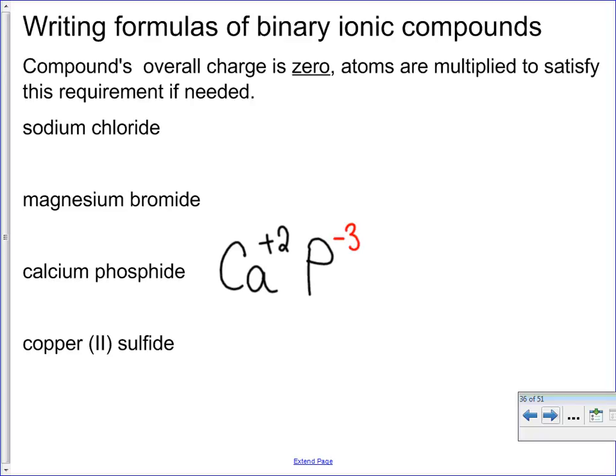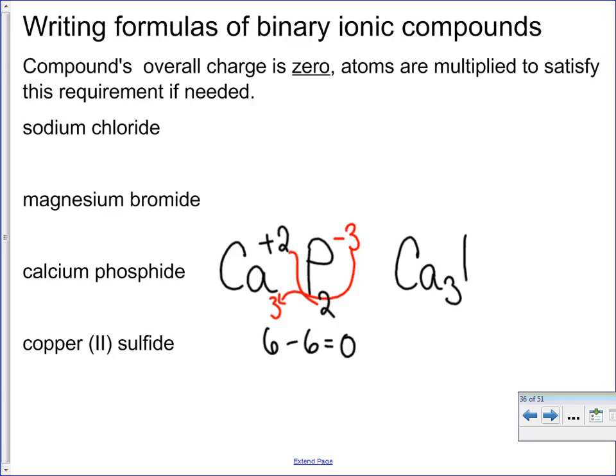That doesn't equal 0. So I need to find a common denominator, and if you notice, the common denominator is going to be 6. So this 3 is going to go down here, and this 2 is going to go over here, so that they'll balance out. So 3 times 2 is 6, and 2 times a -3 is -6, and that equals 0. So my compound is Ca3P2. Just an easy way to look at what's going on.